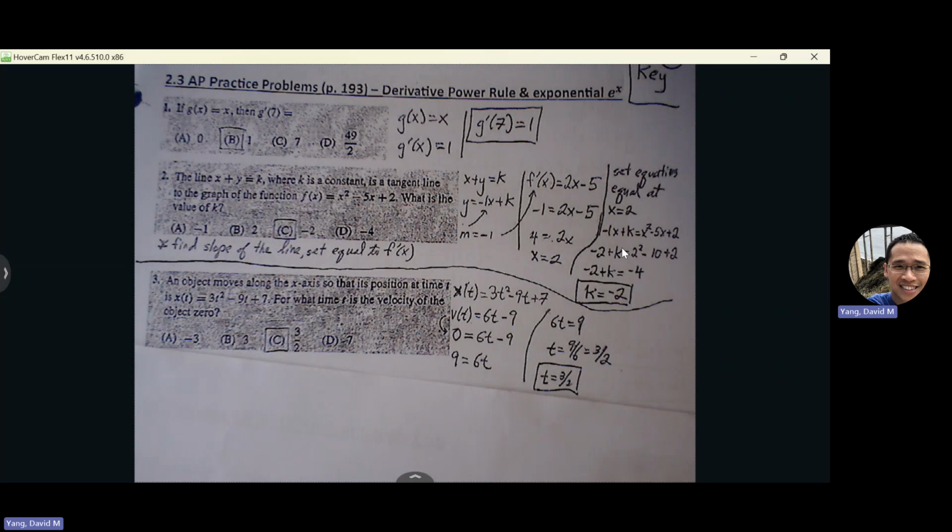Something that I haven't explicitly gone over is the idea that there's a relationship between position and velocity. And velocity is just the first derivative of position. So if my position function is 3t squared minus 9t plus 7, then the derivative would be the velocity. And velocity would just be, by the power rule, 6t minus 9.